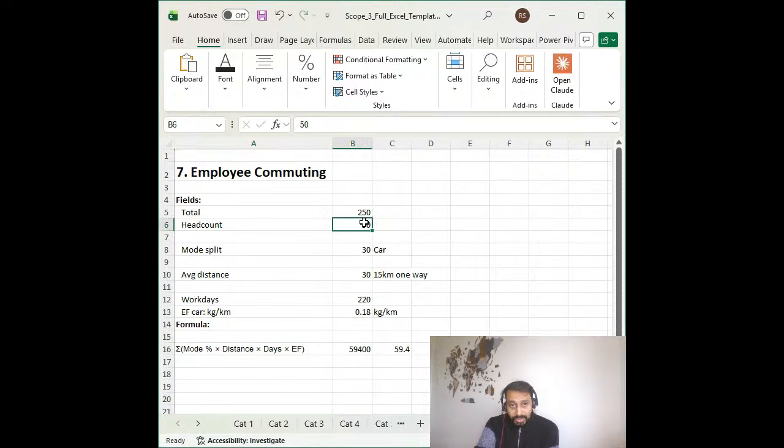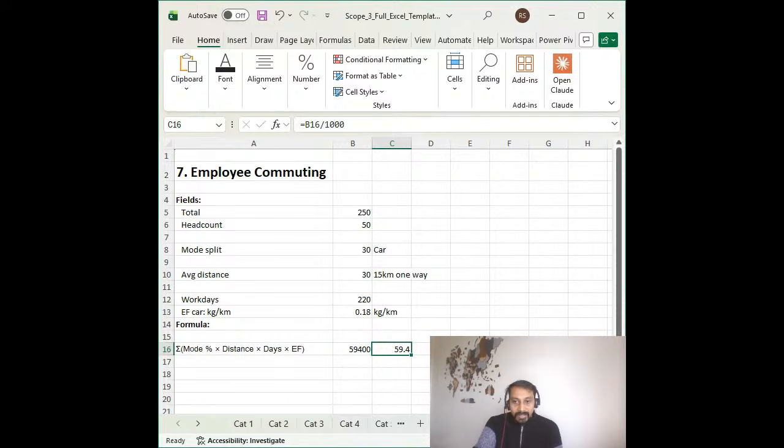So mode is car. You have mentioned the 50, not the percentage, but you have to disclose how much distance they are covering both ways, from home to work and work to home. So that is 30, and the days is 220, and the emissions factor is 0.18. So it gives you 59.4 tons of CO2 equivalent.